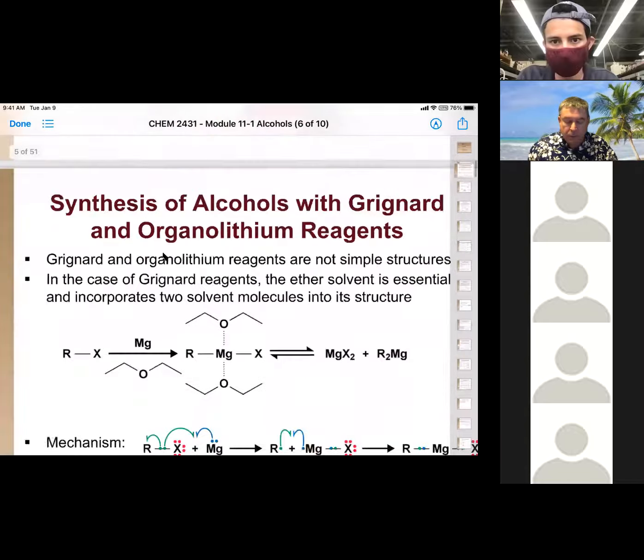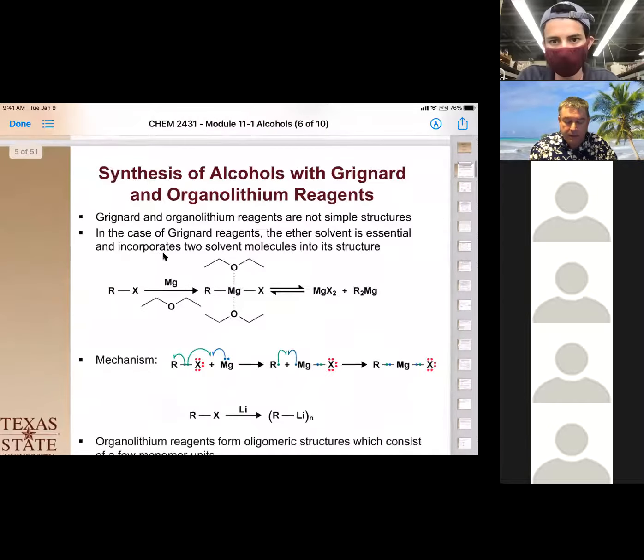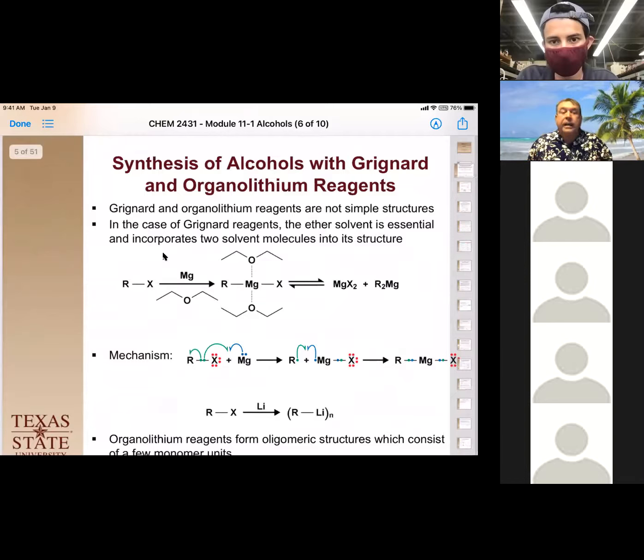Okay, so why do we need the ether there? Well, in the Grignard reagent in particular, the oxygens of the ether help stabilize that positive charge on magnesium. And when they stabilize that positive charge on magnesium, the complex is more stable and it stays in solution more, so we can use it as our nucleophile.